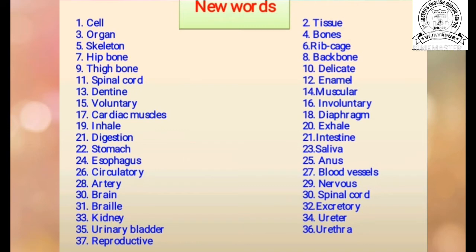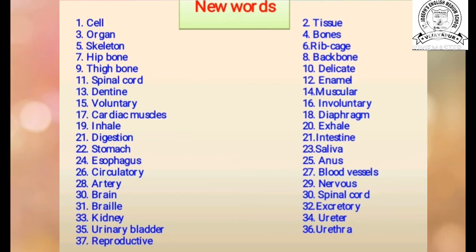Next one is the excretory system. Excretory means what? It is one of the types of organ system. Now excretion means what? Removal of unwanted substances from our body. It is called excretion. Now the excretory system includes what? Two bean-shaped kidneys, ureter, then urinary bladder and urethra.